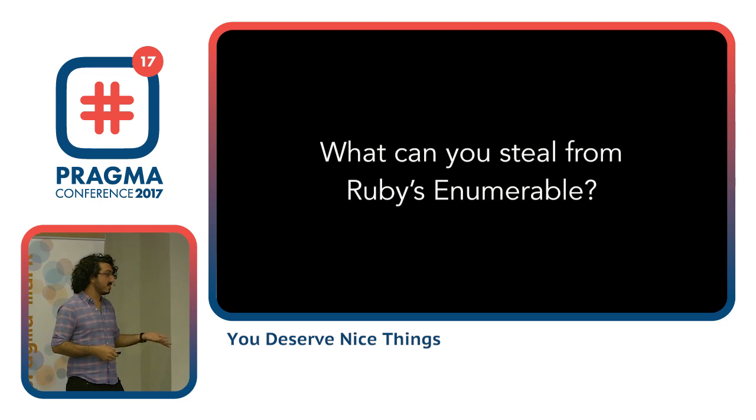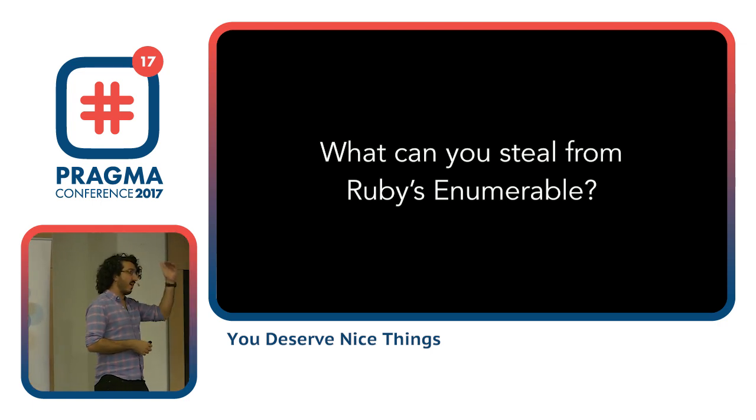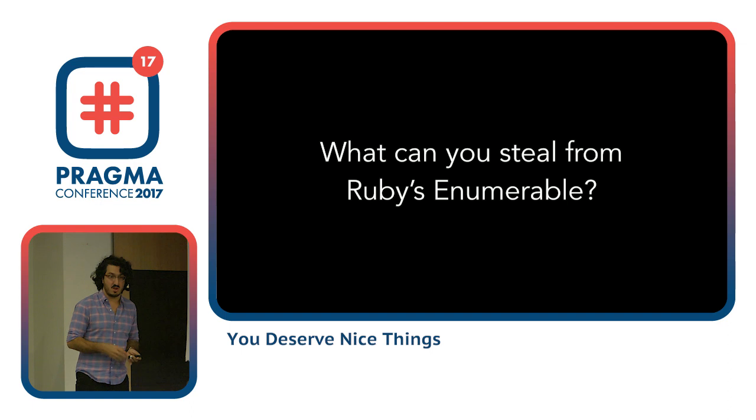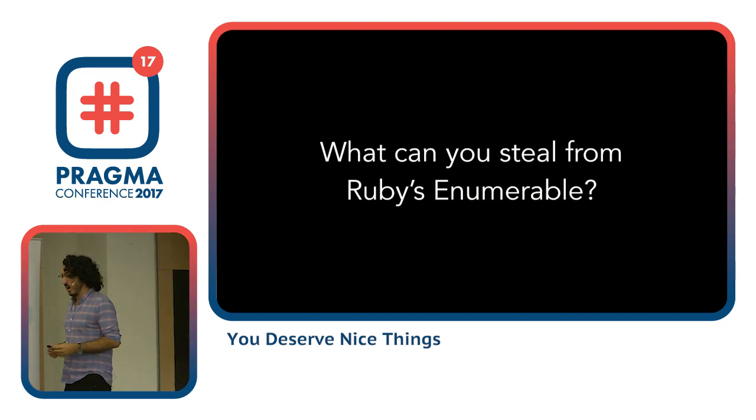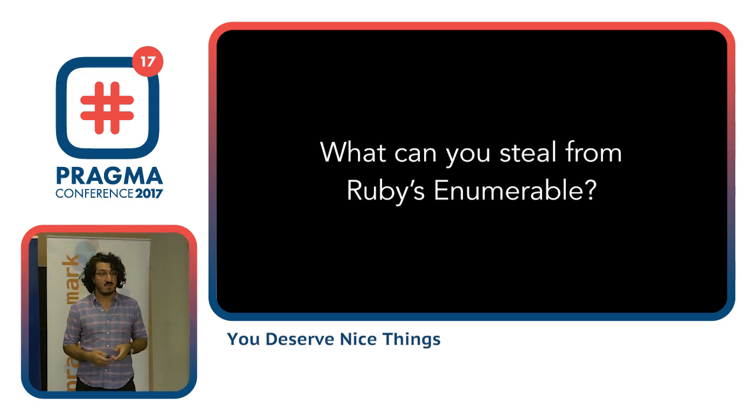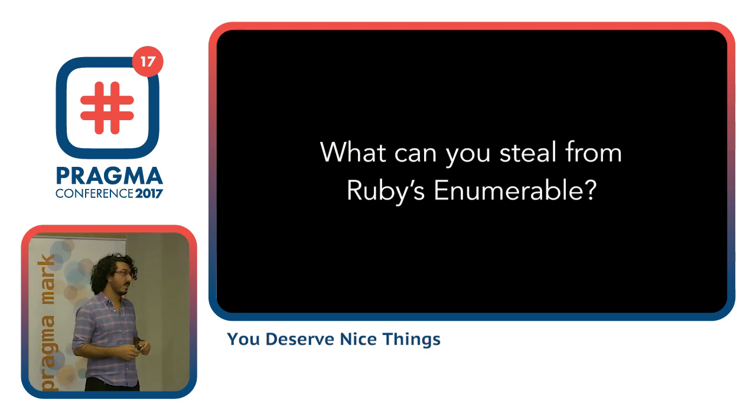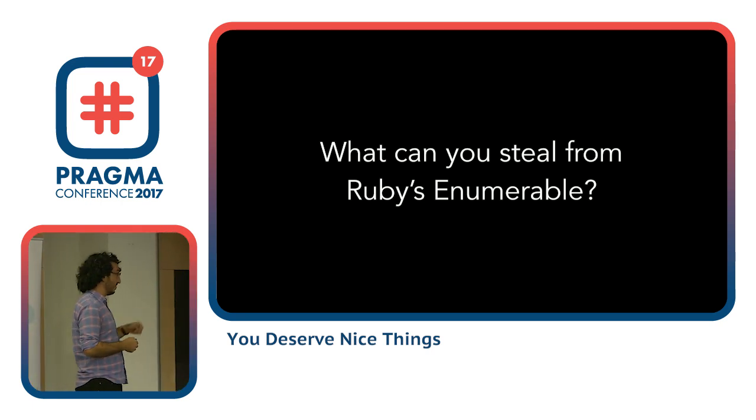If you go to the documentation for Ruby's enumerable, they have maybe 100 different functions that you can call on any enumerable. We have a lot of them in Swift baked into the standard library, but there's a lot that we don't. And I didn't present all of them here. There's still a few more.